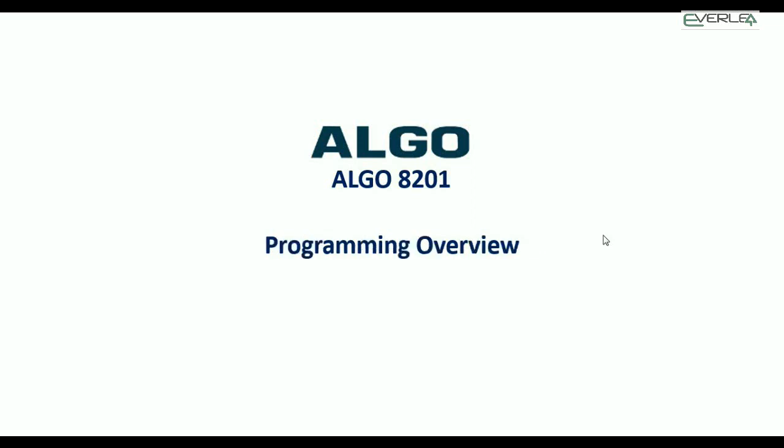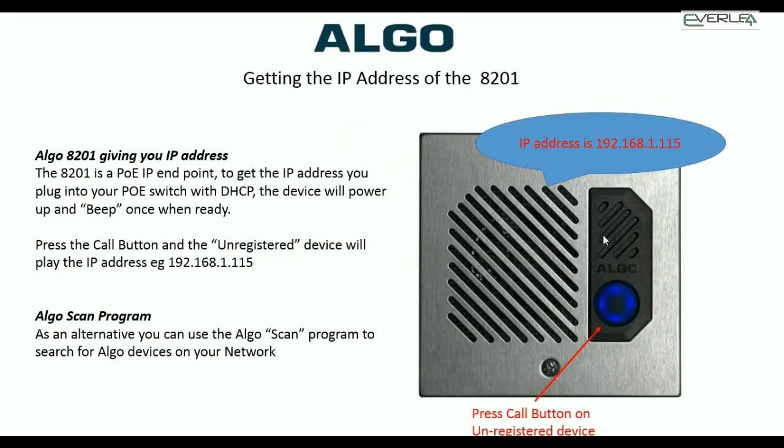Okay, let's now have a look at the programming through the browser of this unit. First of all, before we go into the browser, I just wanted to remind you, if we want to find the IP address of a device, all we have to do is, once we've plugged it into the PoE and it's fired up and the unit's actually running, because it's not registered, as soon as we press the call button, the speaker is going to start talking to us and tell us the IP address. Okay, so that's how you get the IP address.